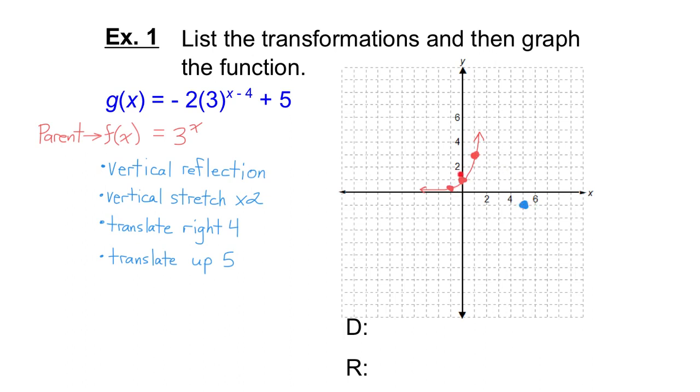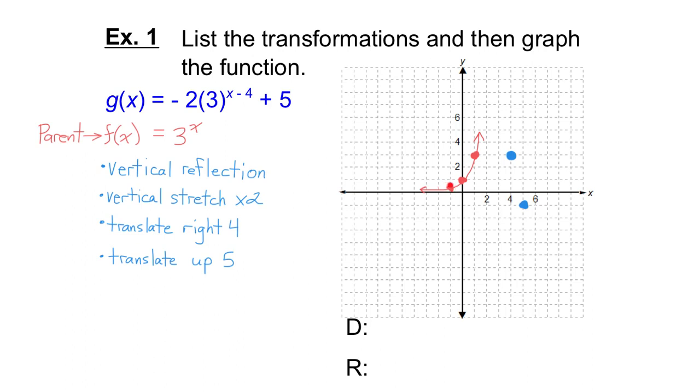Now let's look at this point on the parent function. Go through the same process. Vertical reflection brings it here. Vertical stretch times 2 brings it here. Translate right 4 units brings it here. And up 5 units brings us here. So this point has transformed into this point.